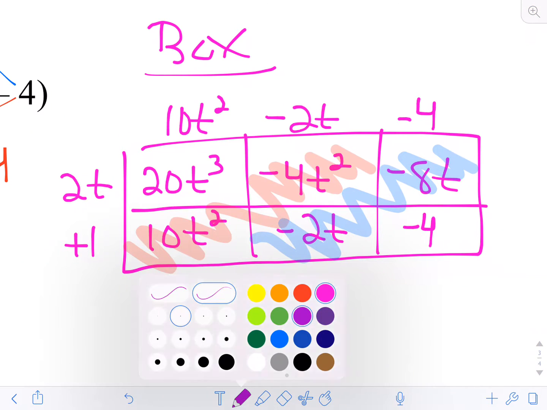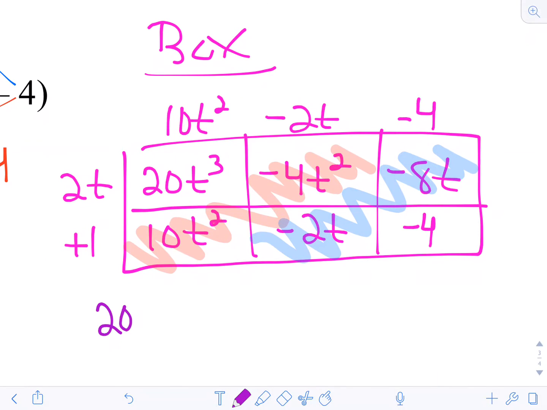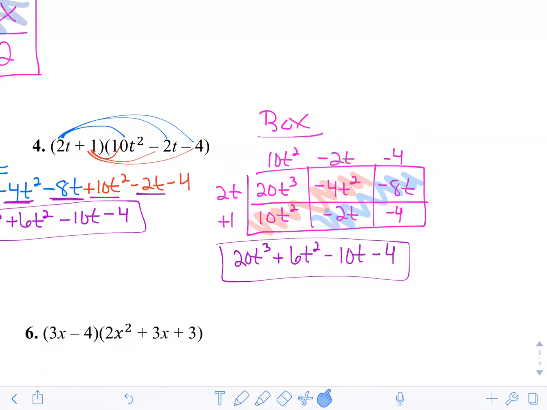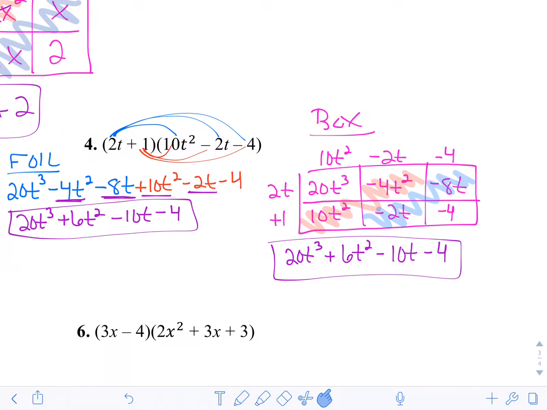So we're going to go ahead and combine like terms, get a final answer. So you have 20t cubed. 10 and negative 4 gives me a positive 6t squared. Negative 2, negative 8, that gives me negative 10t. And then we have a minus 4. Alright, and your answers should come out to be the same, and ours do.